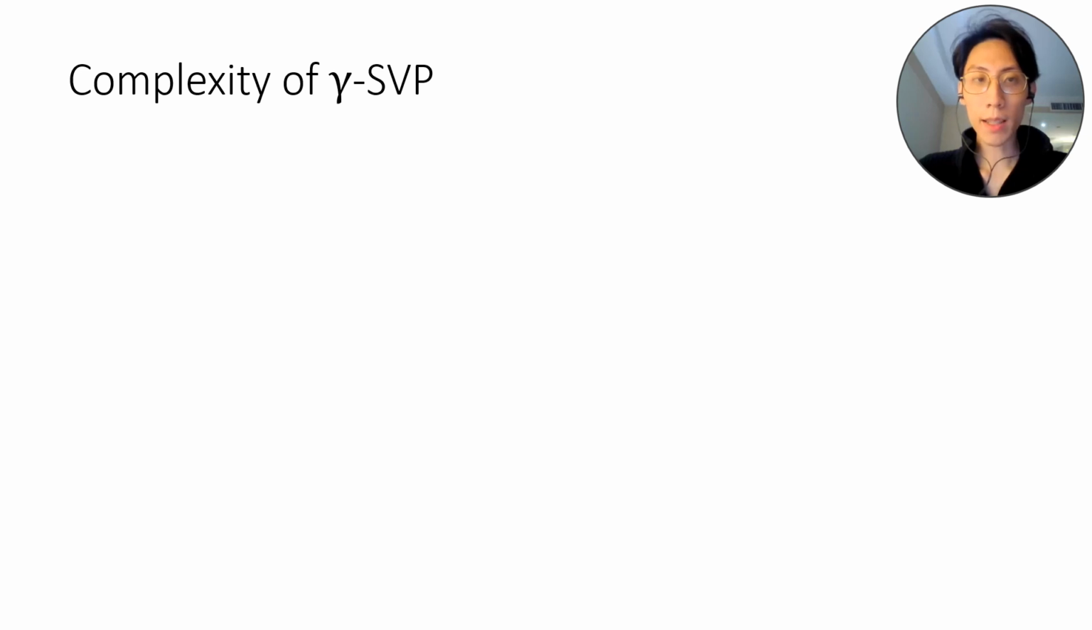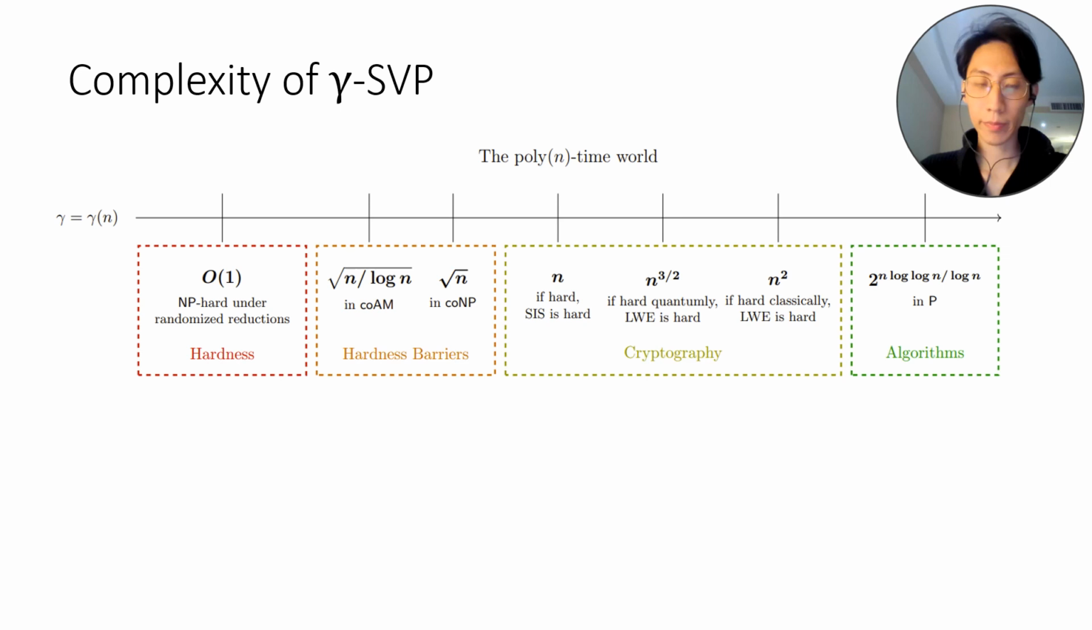Now, with that in mind, let's look at the complexity landscape for gamma-SVP, measured in terms of the approximation factor gamma. So, on the left, we know that constant approximate SVP is NP-hard under randomized reductions. Next, we know a co-AM protocol for deciding square root n over log n approximate SVP. Here, AM stands for the Arthur-Merlin game. And likewise, we have a co-NP protocol for deciding square root n SVP.